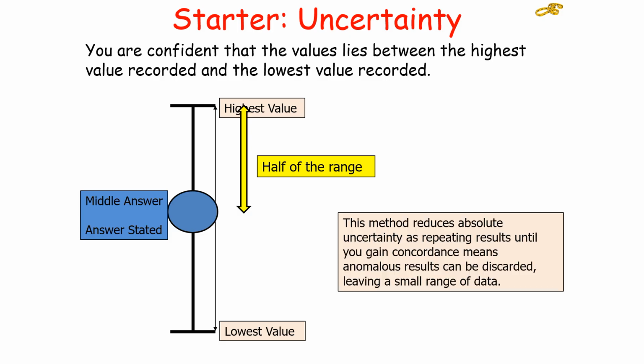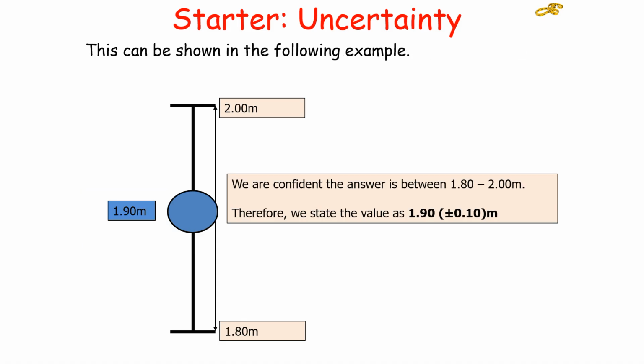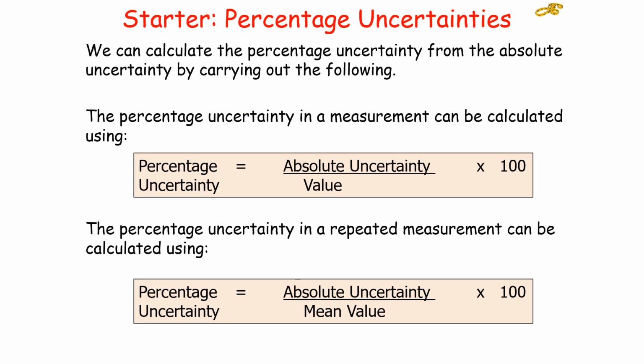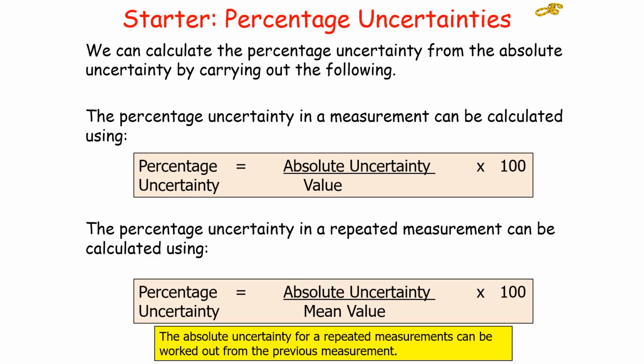So this method reduces absolute uncertainty because repeating readings until you gain concordance means that any anomalous results can be discarded, leaving a small range of data. An example would be, we're confident that this answer lies between 1.8 meters and 2 meters, so therefore our answer would be 1.90 plus or minus 0.10 meters. It could be anywhere between those two values. Now we can calculate the percentage uncertainty from an absolute uncertainty with the equation: percentage uncertainty is equal to absolute uncertainty over the value, times 100, whilst if you've got repeated measurements you would work it out from your mean value.